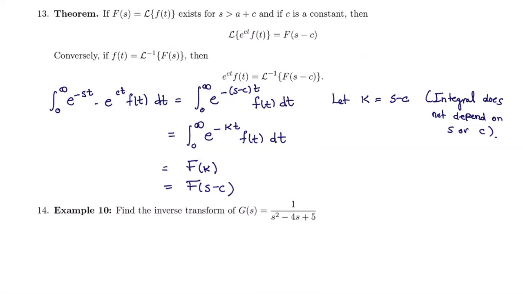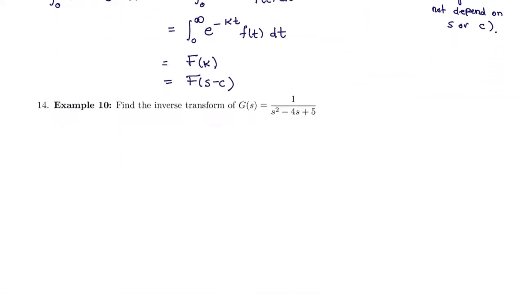Let's take a look at some examples in which we find the inverse Laplace transform. This function here, G of s equal to 1 over s squared minus 4s plus 5, does not look to be one of the original Laplace transforms that I know. Furthermore, there is no way for me to split this up using partial fractions. So I'm going to have to do some form of completing the square in the denominator to make it look like a function that I can find the inverse Laplace transform of.